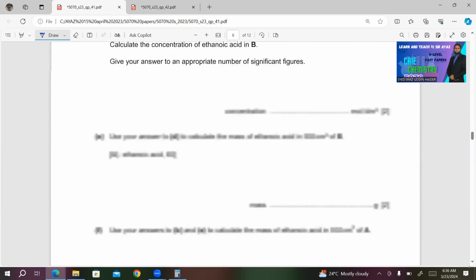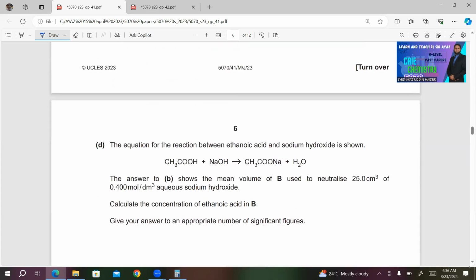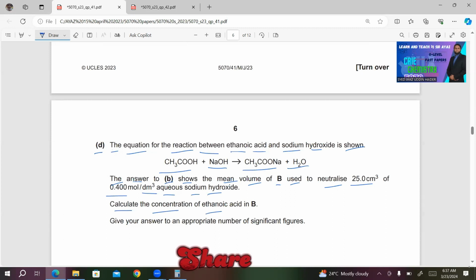D. The equation for the reaction between ethanoic acid and sodium hydroxide is shown. This is the reaction CH3COOH plus NaOH gives CH3COONa plus H2O. The answer to B shows the mean volume of B used to neutralize 25 centimeter cube of 0.4 mole per dm cube aqueous sodium hydroxide. Calculate the concentration of ethanoic acid in B. Give your answer to an appropriate number of significant figures.